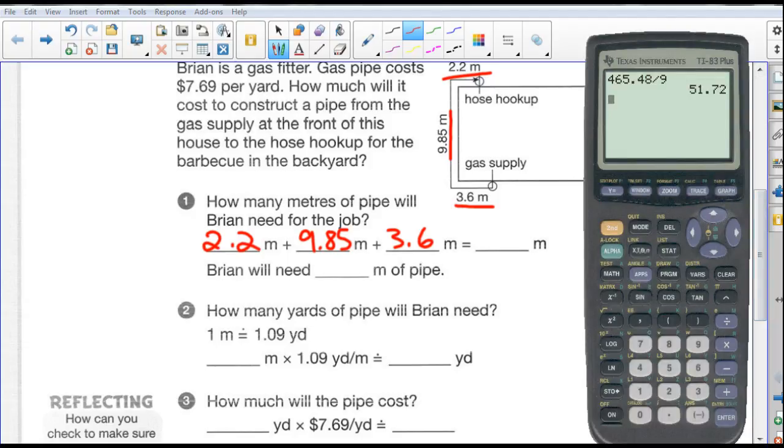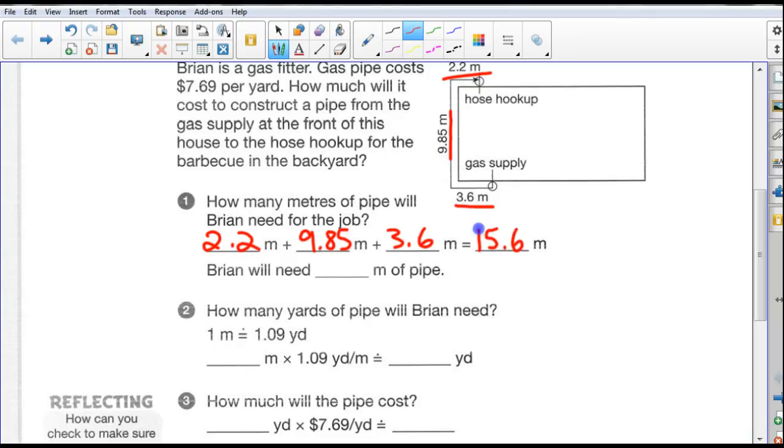Let's add all of those up. Okay, 2.2 plus 9.85 plus 3.6. You can follow along with your own calculator. We get 15.65 meters. 15.65 meters total. Brian will need 15.65 meters of pipe. Our cost is in dollars though. How many yards of pipe will Brian need?